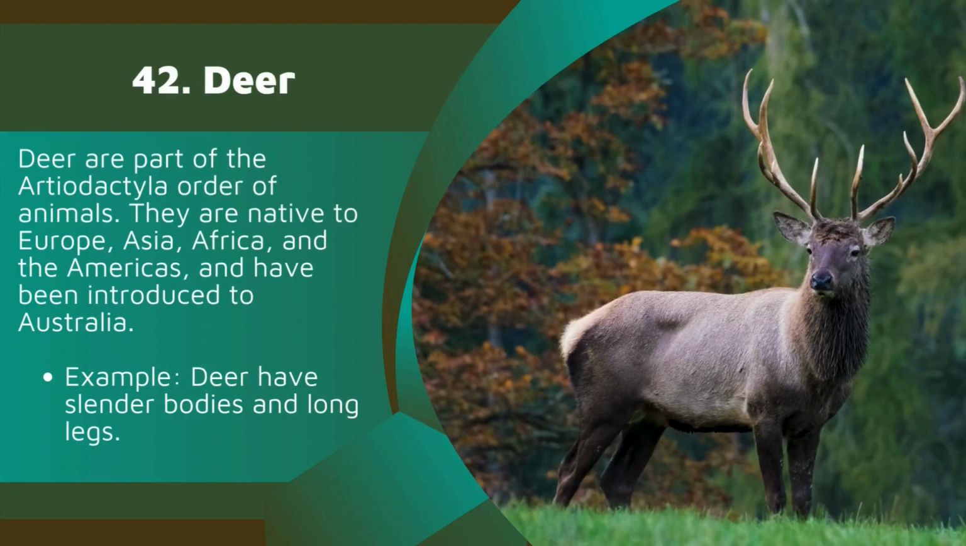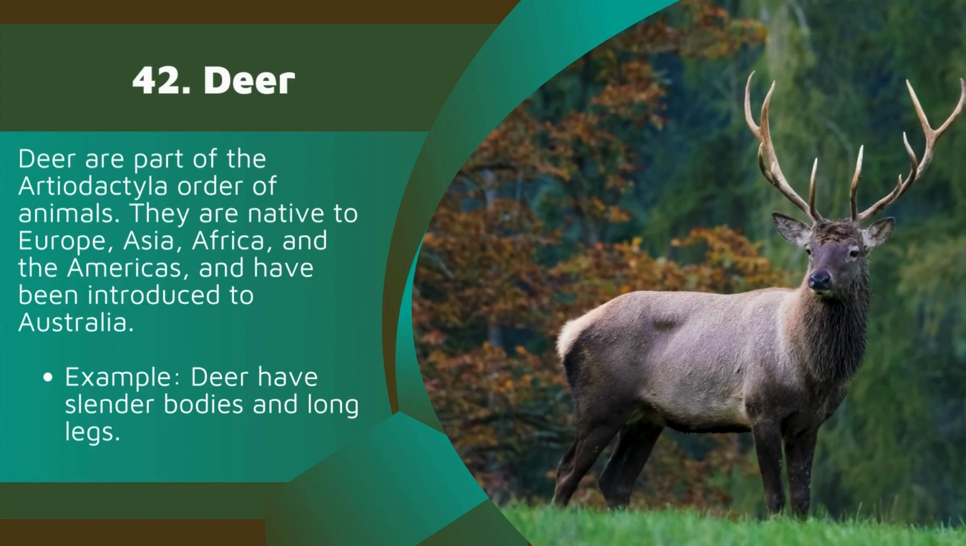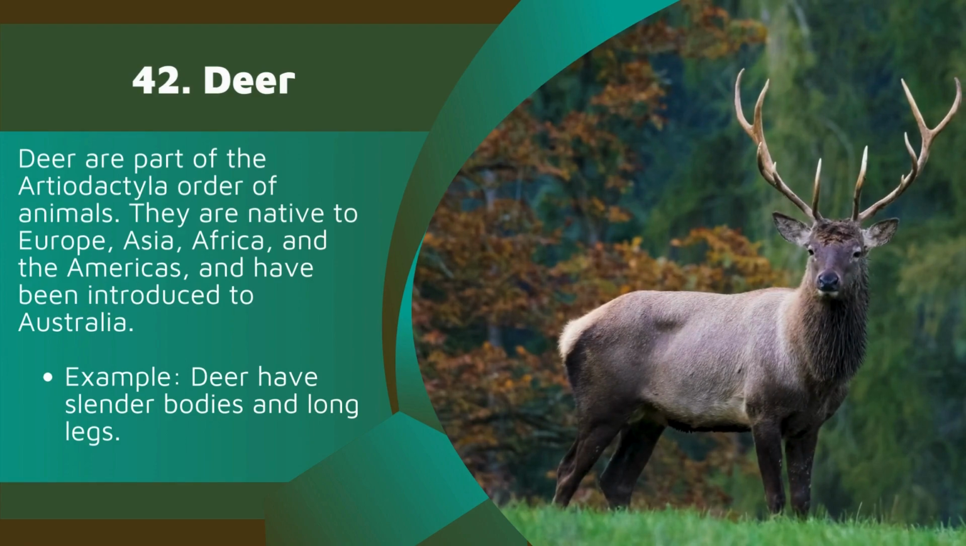42. Deer. Deer are part of the Artiodactyla order of animals. They are native to Europe, Asia, Africa, and the Americas, and have been introduced to Australia. Example, deer have slender bodies and long legs.